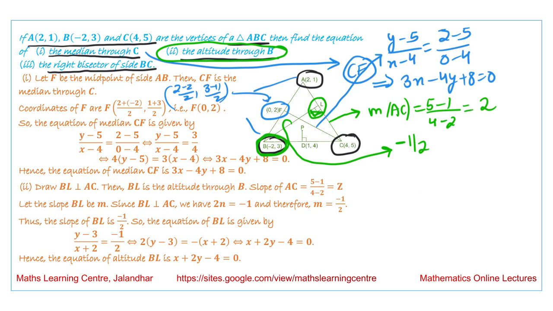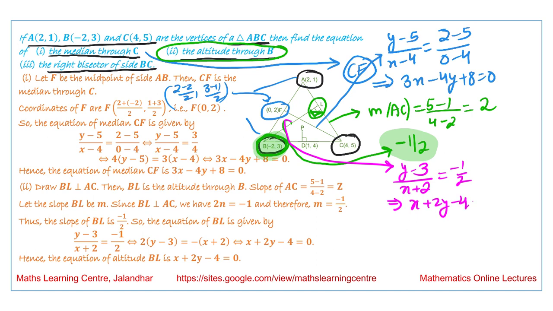So we are talking about the equation of a line which passes through the point minus 2, 3 and whose slope is minus 1 by 2. The equation of this line will be given by (y minus 3)/(x plus 2) equal to minus 1 by 2. And this equation is x plus 2y minus 4 equal to 0. So this is the equation of the altitude through B.